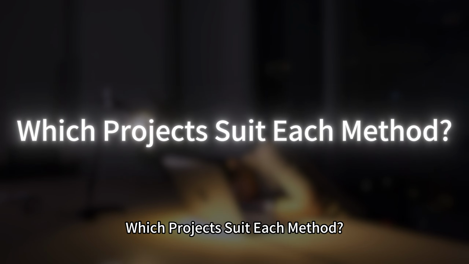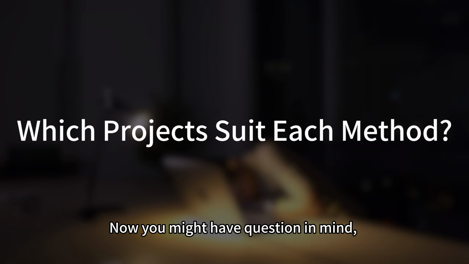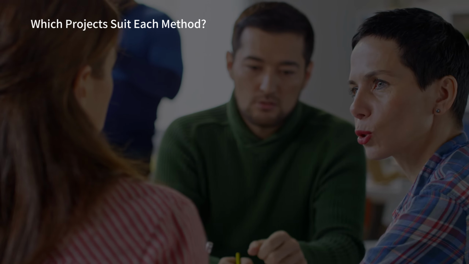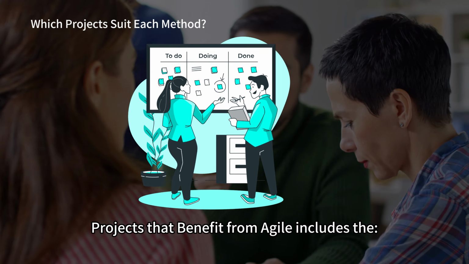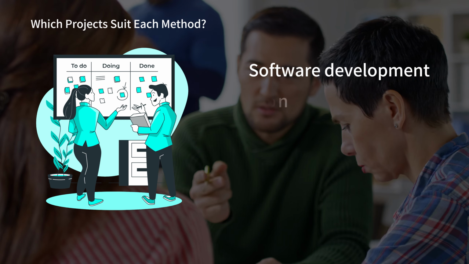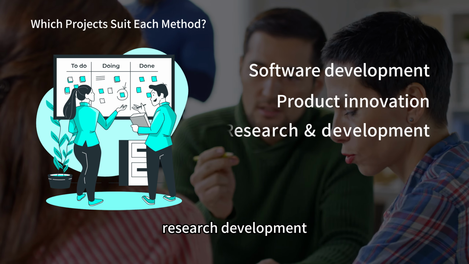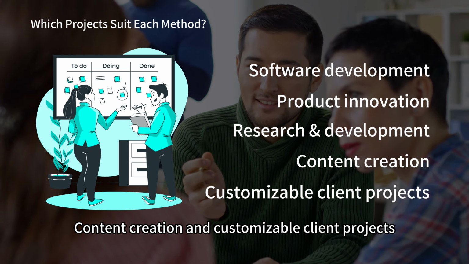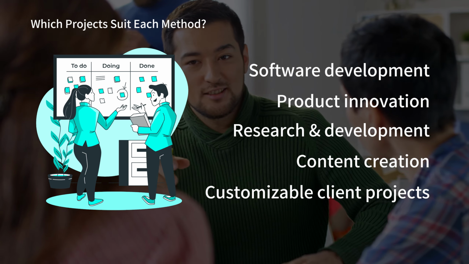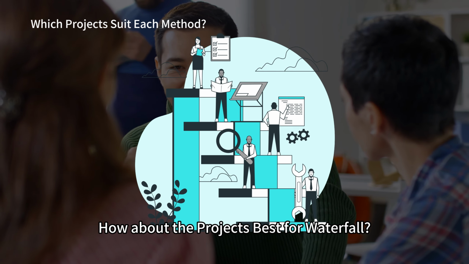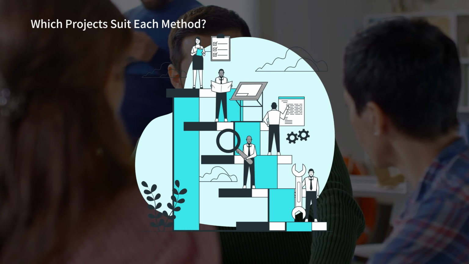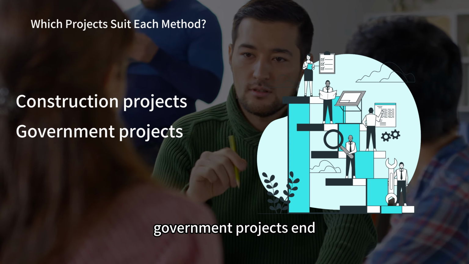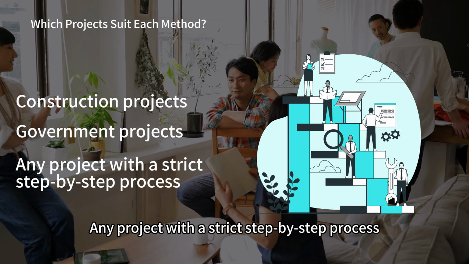Which projects suit each method? Now you might have a question in mind. Which projects suit those methods? Projects that benefit from Agile include software development, product innovation, research and development, content creation, and customizable client projects. How about the projects best for Waterfall? It includes construction projects, government projects, and any project with a strict step-by-step process.